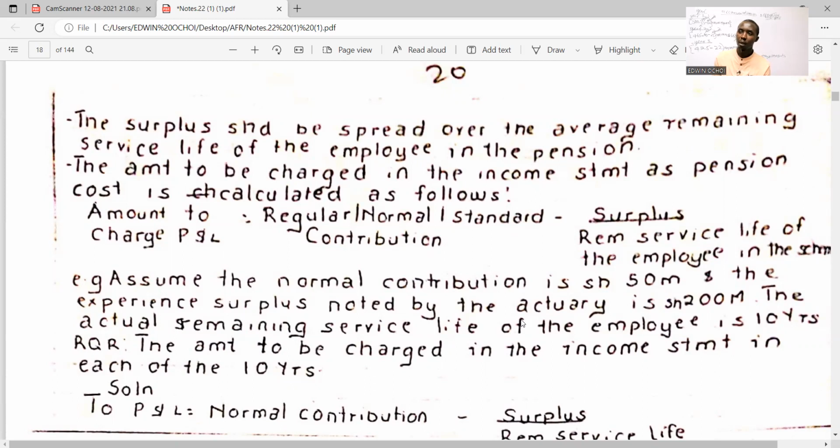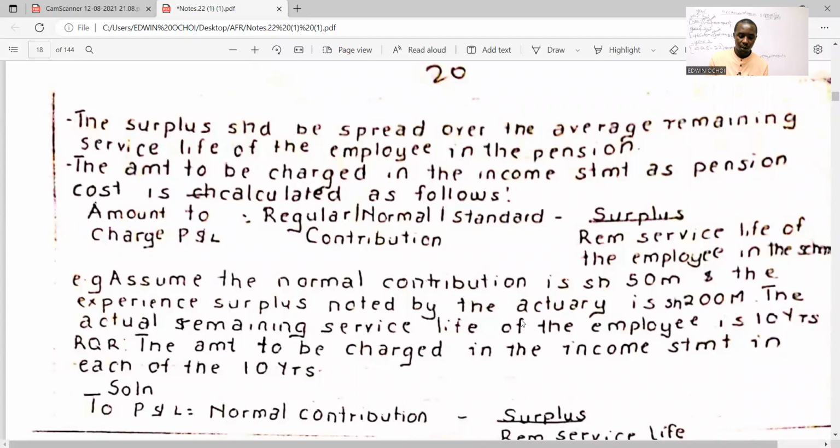We have said that when there's a surplus, the contributors to the pension schemes are supposed to be given a contribution holiday. But this holiday, based on the surplus, will be spread over the remaining service life of the employee. That is why they are saying that the surplus should be spread over the average remaining service life of the employee in the pension. So the amount to be charged in the income statement as pension cost is calculated as follows.